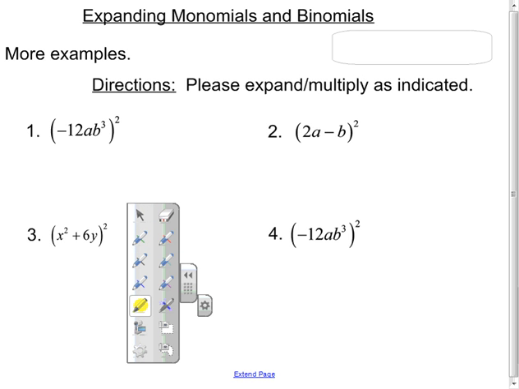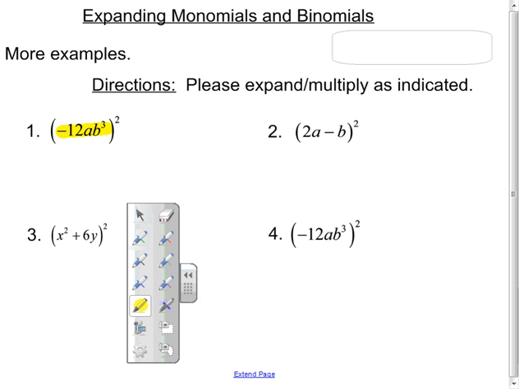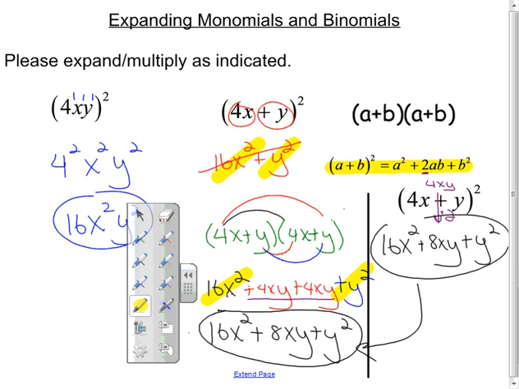Where it says, there's more examples, please expand or multiply as indicated. And the first thing I want to do here is kind of size up which problem is which. Here's a situation where I will have a monomial and square it. So there's no left squared plus 2 times the left times right plus right squared. That's the trick we saw here. It's for when you're squaring a binomial. This problem here, we are just squaring a monomial. So you don't want to confuse that with what I just showed you in the right example on this slide.